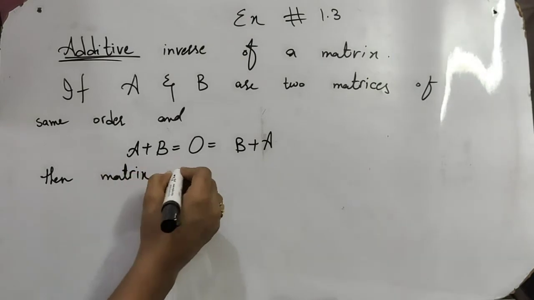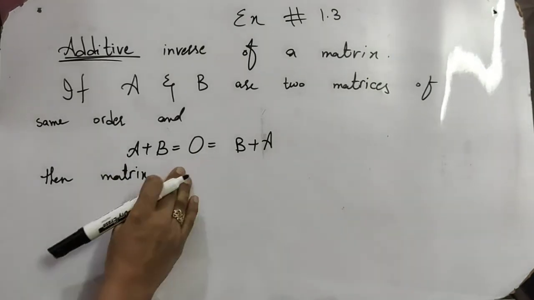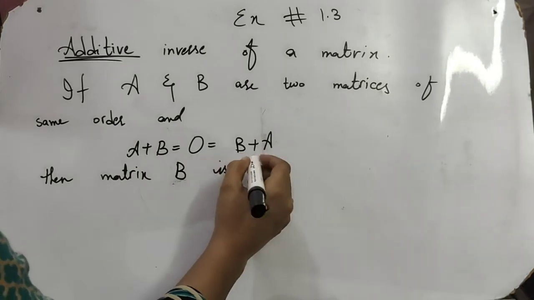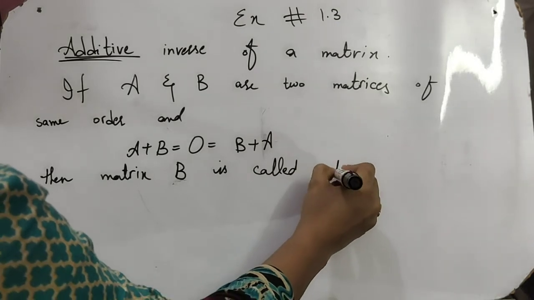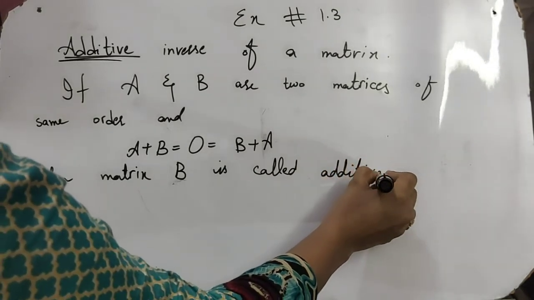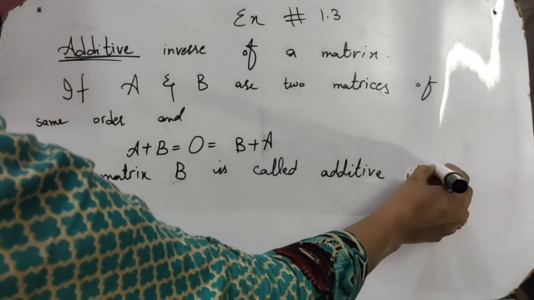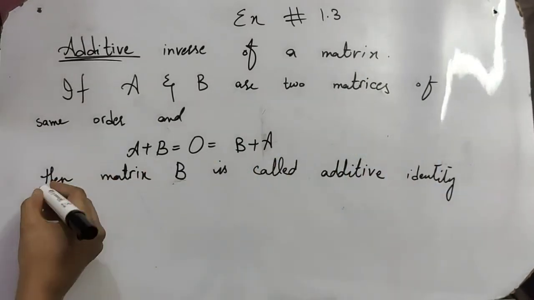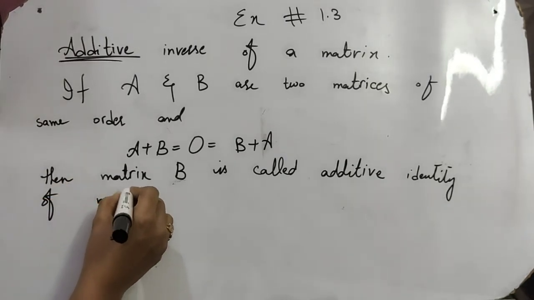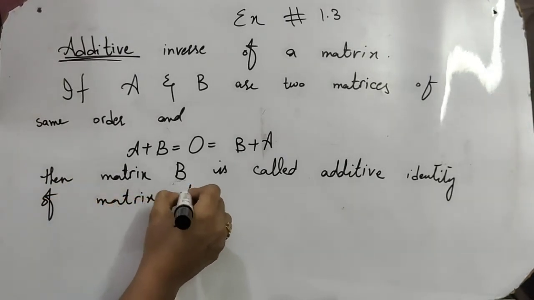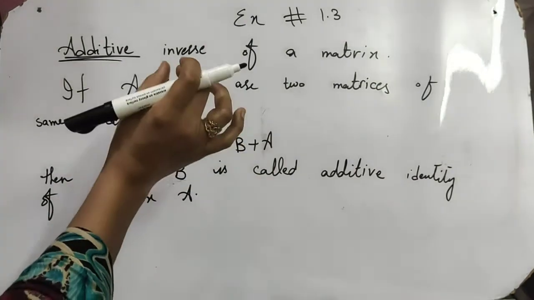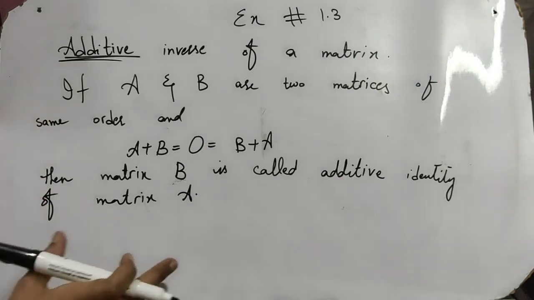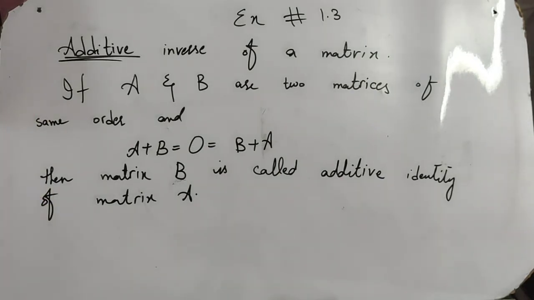matrix B is called additive identity of matrix A. The definition is, if A and B are two matrices of same order and A plus B is equals to O and O is equals to B plus A, then matrix B is called additive identity of matrix A.